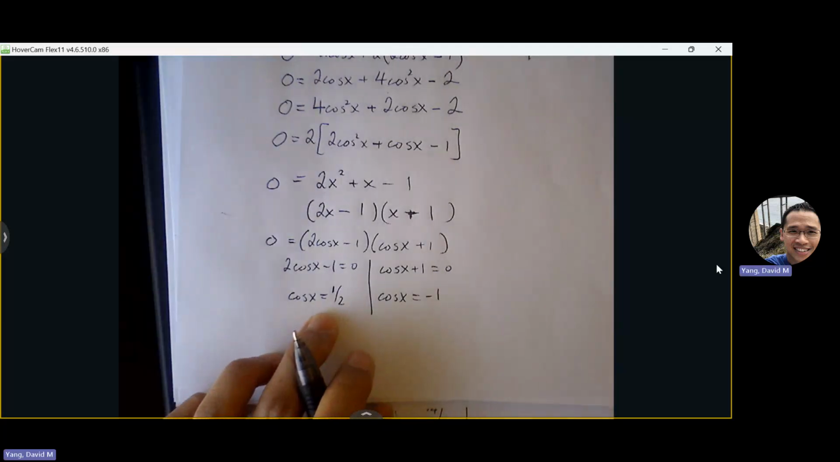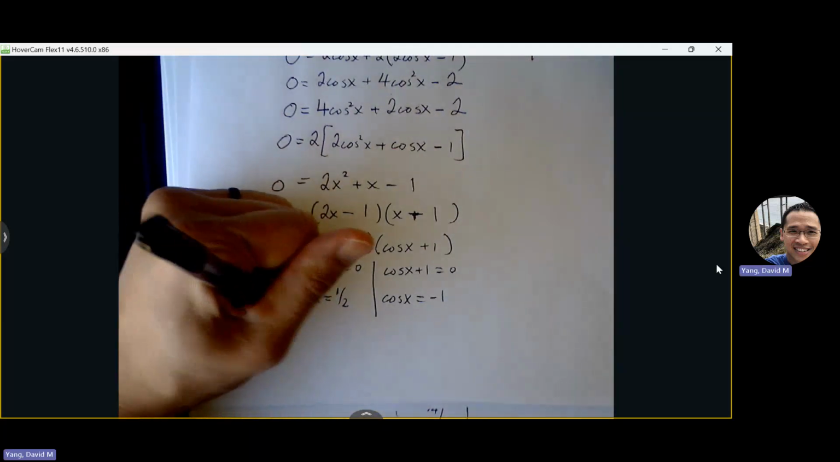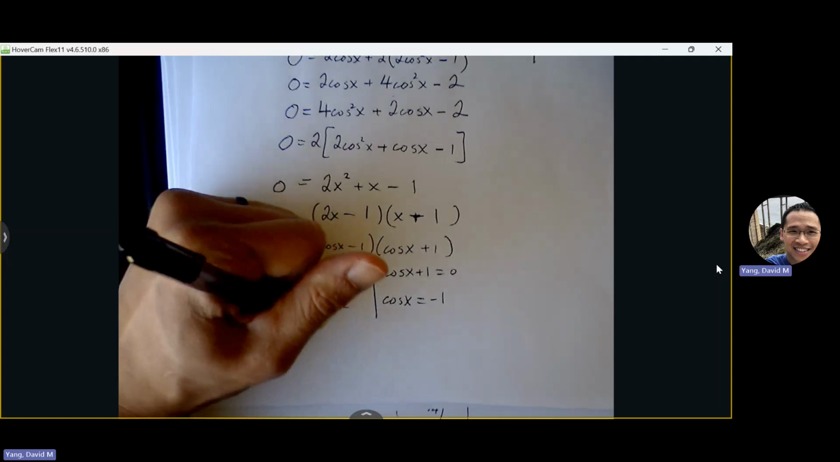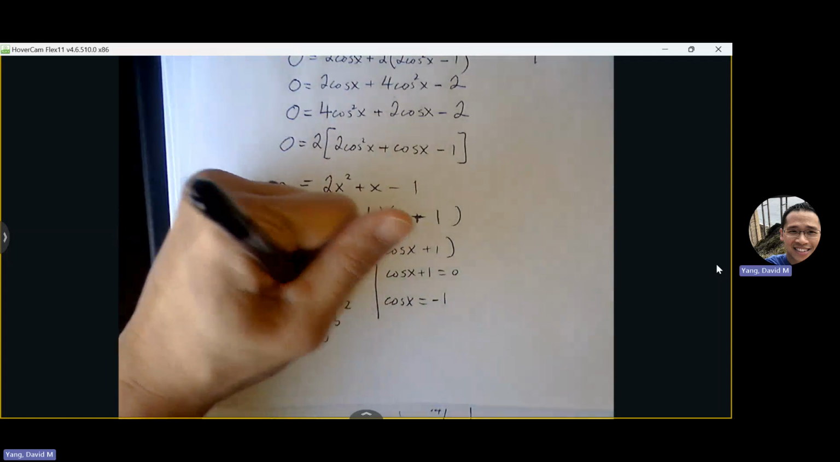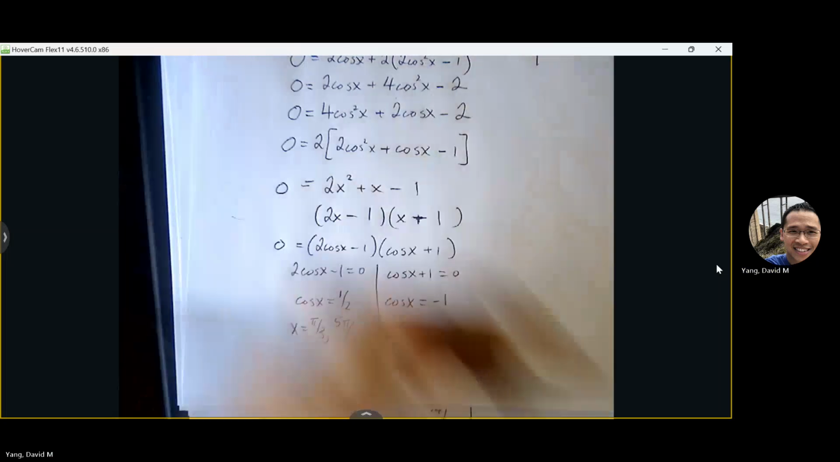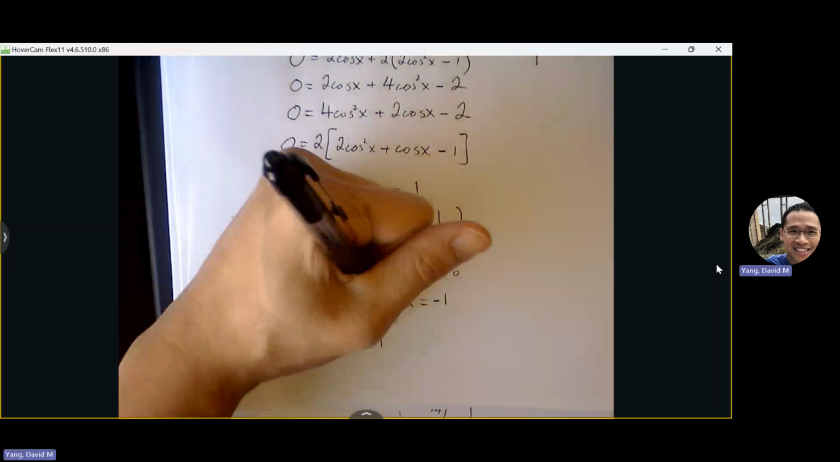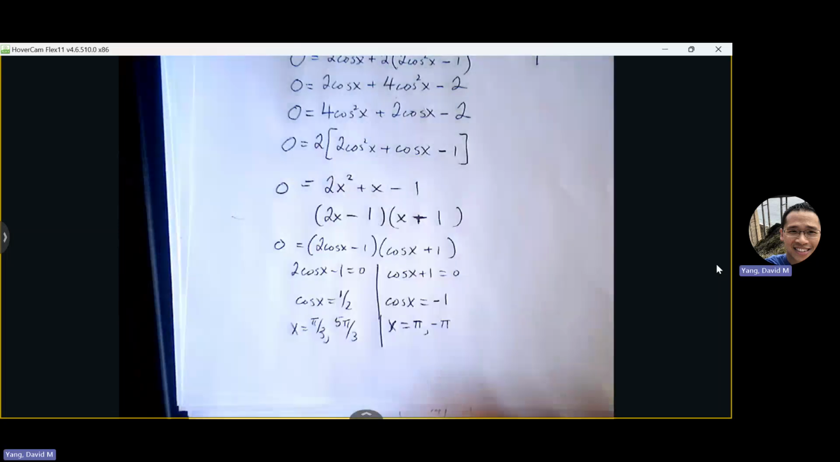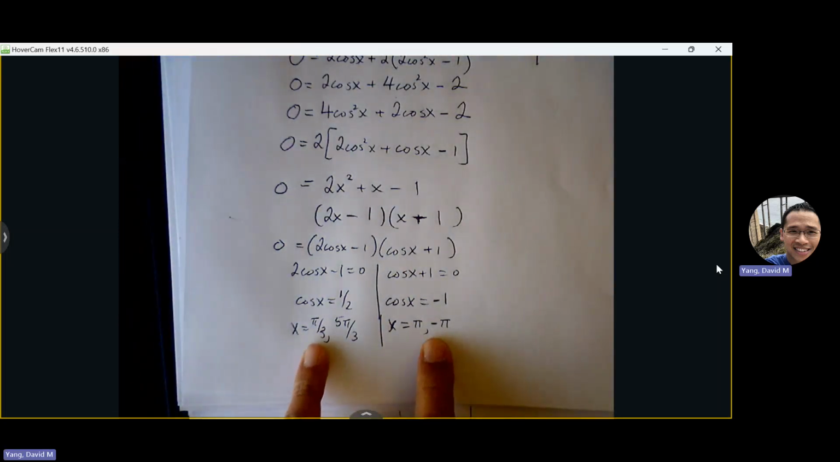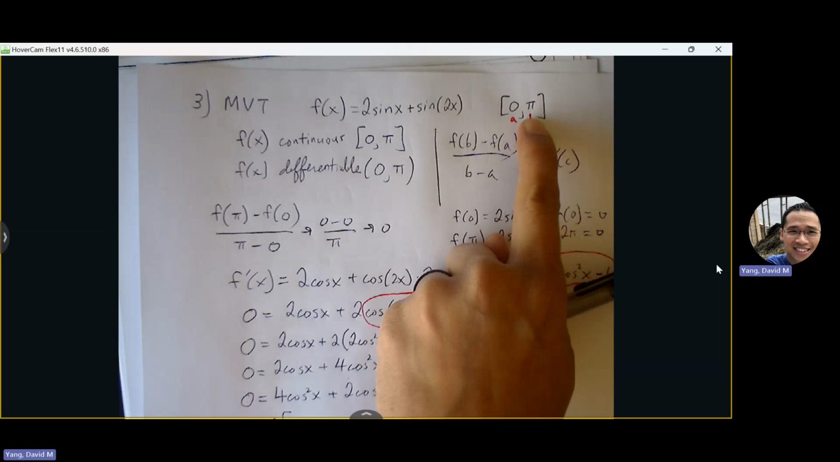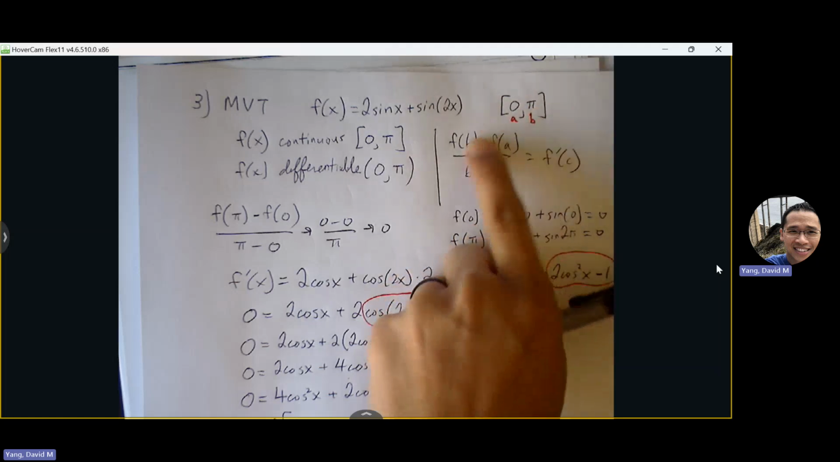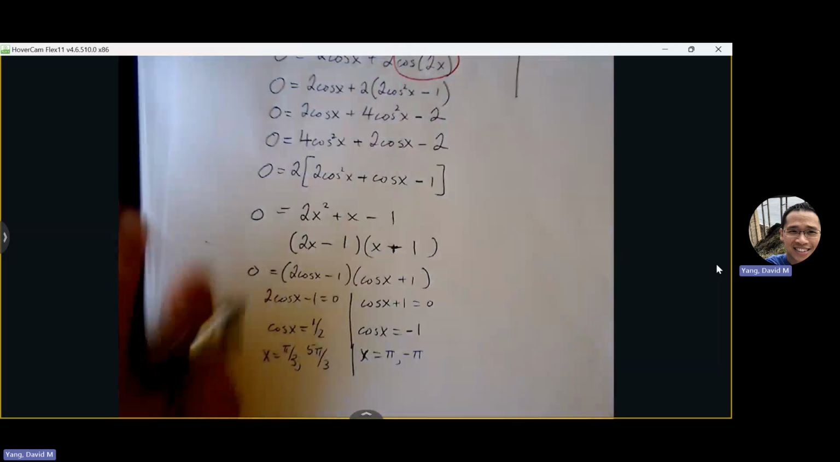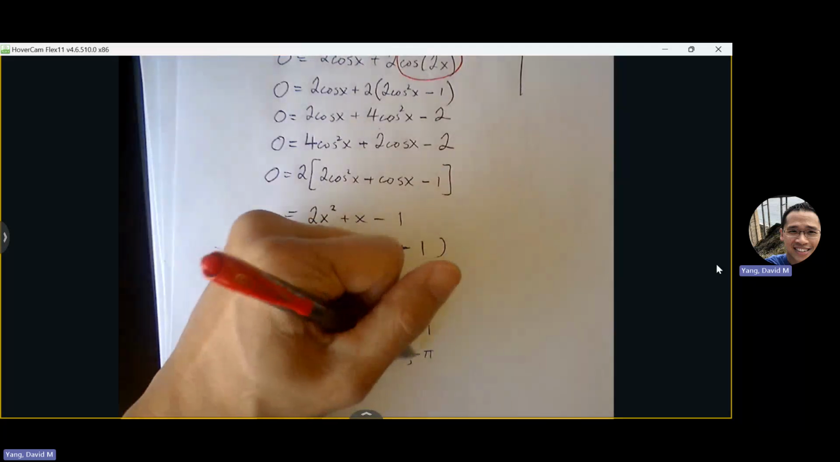So where's cosine equal to 1/2? It's going to be in that pi over 3 family. So x is pi over 3, and in the first and fourth quadrant, 5 pi over 3. Where's cosine equal to negative 1? Pi and negative pi. Now, we want to find the c value that sits between the two endpoints. Even though pi lands at the endpoint, with mean value theorem and Rolle's theorem it has to sit between. So endpoint is not close enough, and negative pi and pi are out.